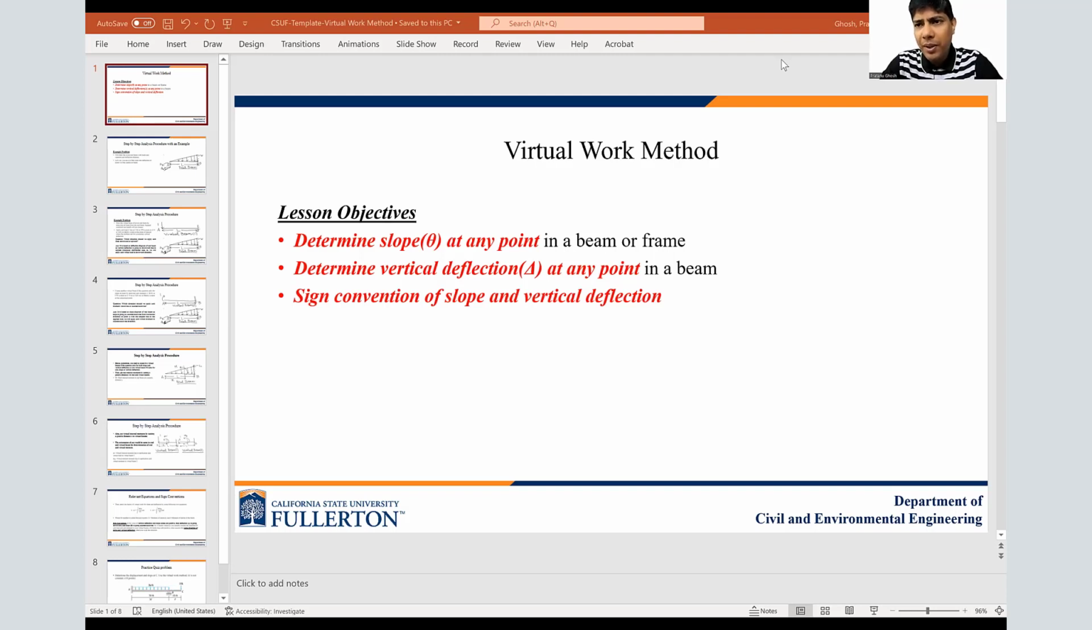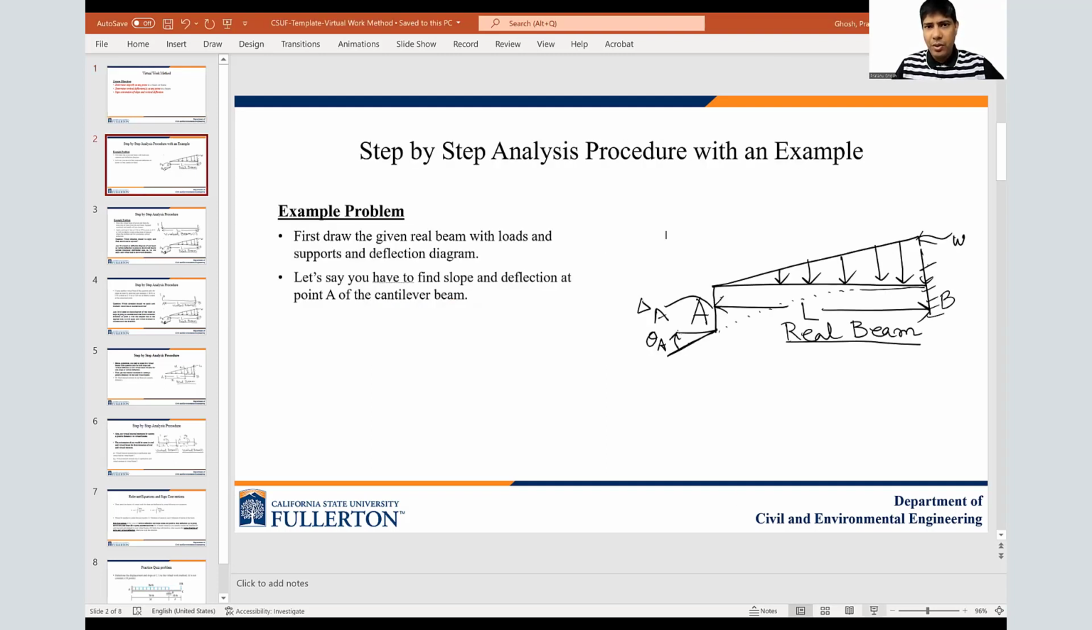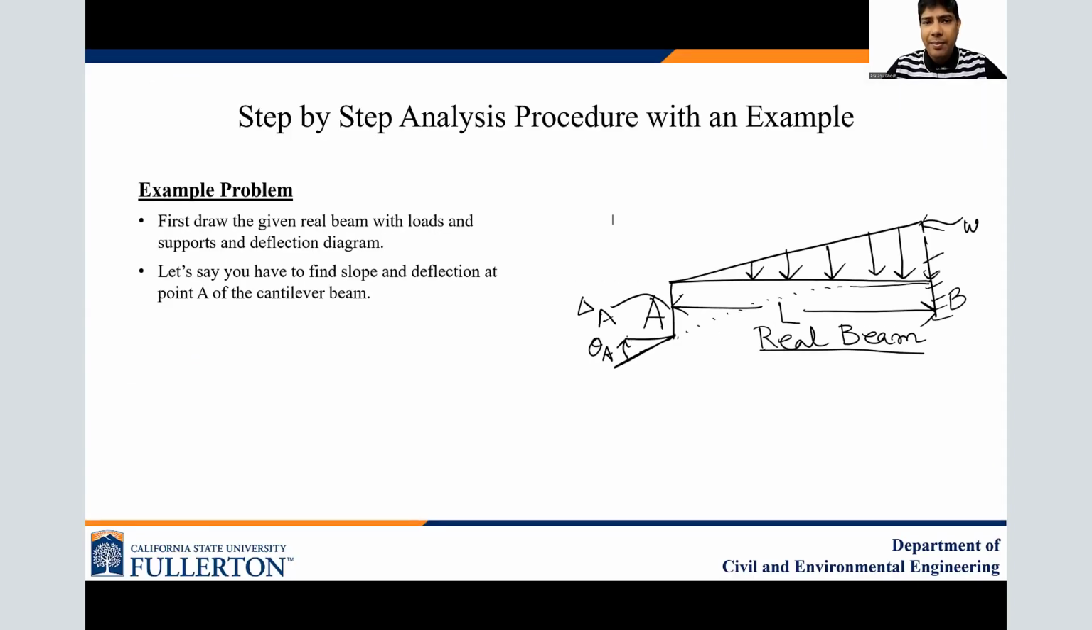So virtual work method is another methodology to compute slope and deflection in a beam or frame. There are several methodologies out there. So we'll discuss first the theory, how it is developed, and then we'll go through an example problem to find out slope and deflection. So let's discuss the theory first. Step-by-step analysis procedure with an example.